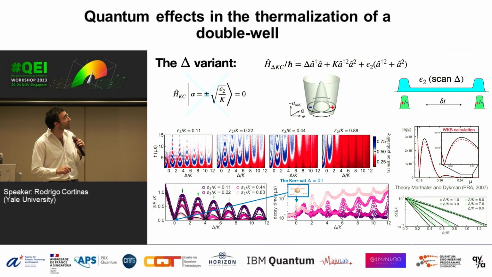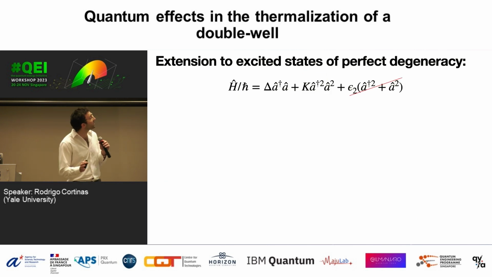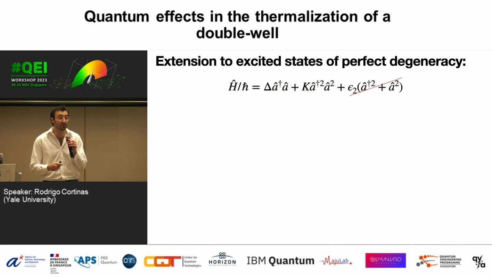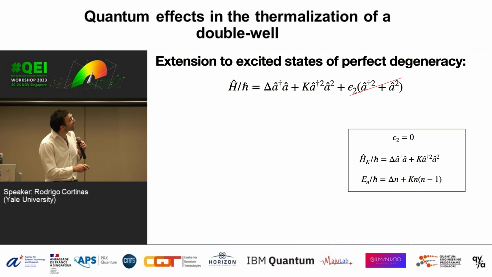So it's really a different parameter regime. Finally, I want to share with you that this effect is also true for the excited states. To show you that, I'll ask you to forget about squeezing for a minute. Now this Hamiltonian is completely diagonalizable. It's diagonal in the Fock basis. And then it looks like this.